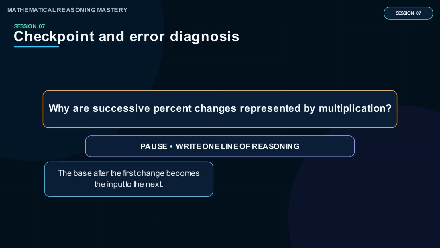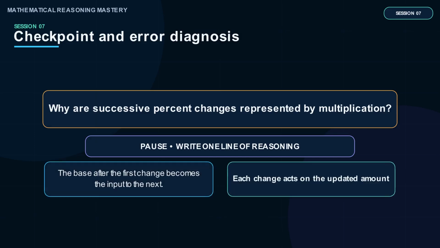The focused hint. The base after the first change becomes the input to the next. Use the hint to repair the setup, then finish the reasoning yourself. The accepted answer is, each change acts on the updated amount. Explain why it works, and name the earliest line that would reveal a likely error.